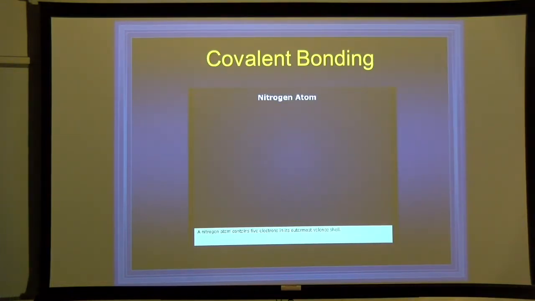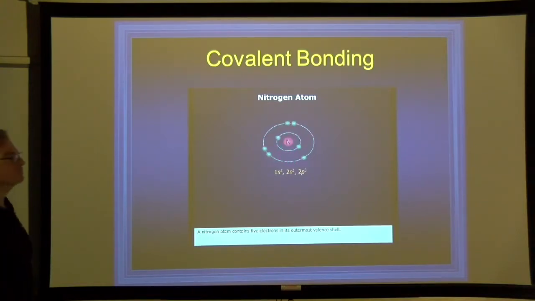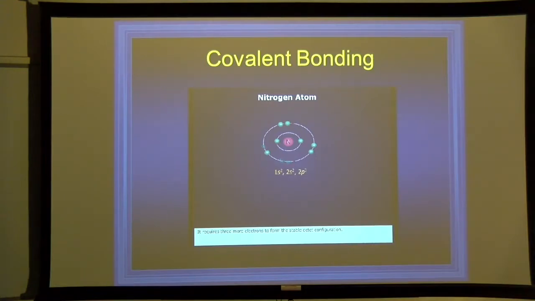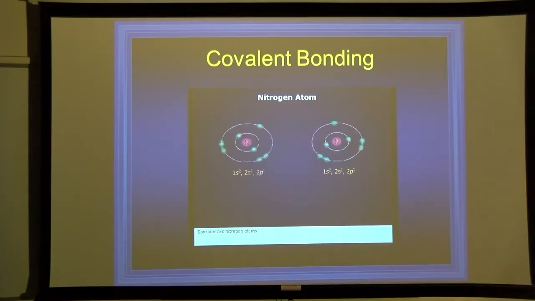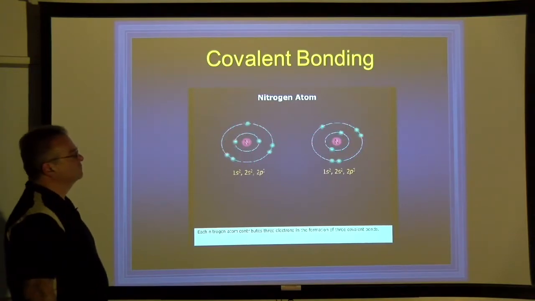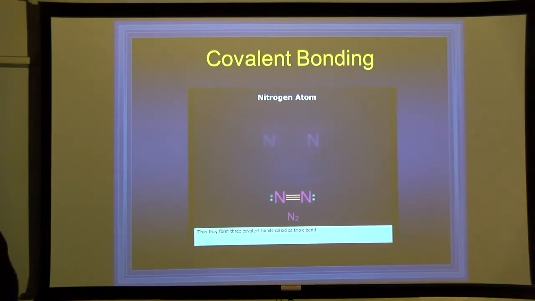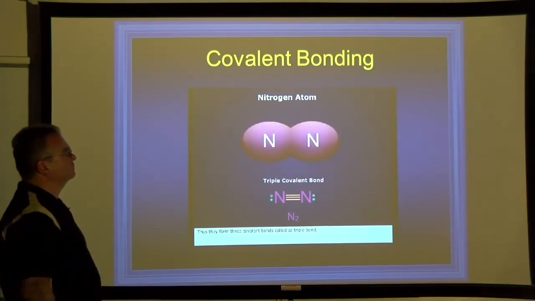A nitrogen atom contains 5 electrons in its outermost valence shell. It requires 3 more electrons to form the stable octet configuration. Consider 2 nitrogen atoms. Each nitrogen atom contributes 3 electrons in the formation of 3 covalent bonds. The 3 pairs of shared electrons orbit around the nuclei of both nitrogen atoms. Thus, they form 3 covalent bonds called a triple bond.